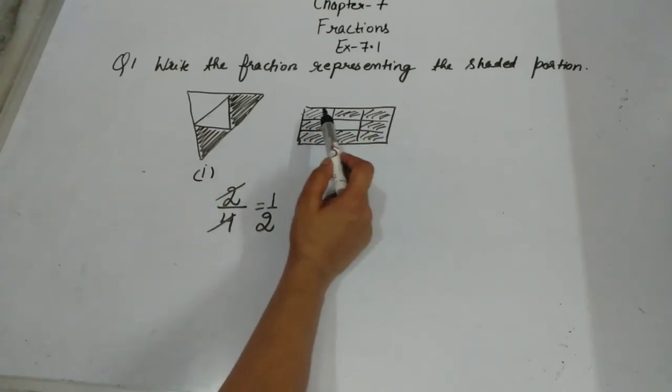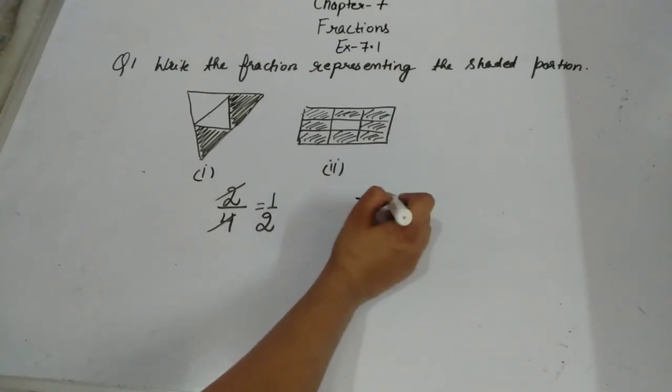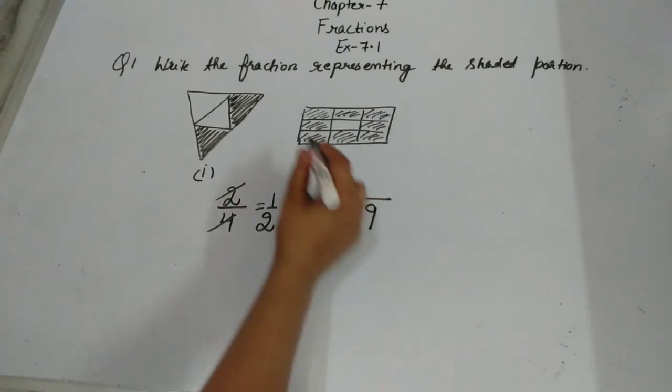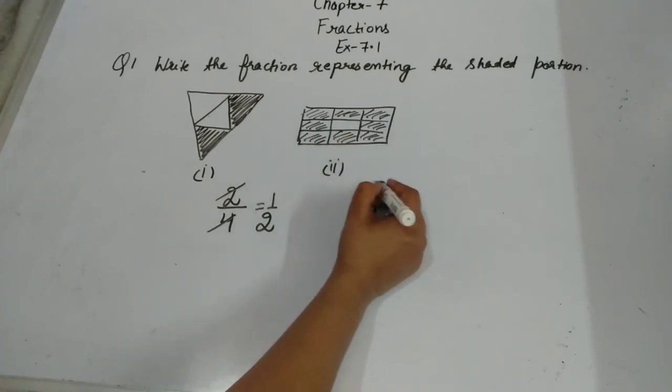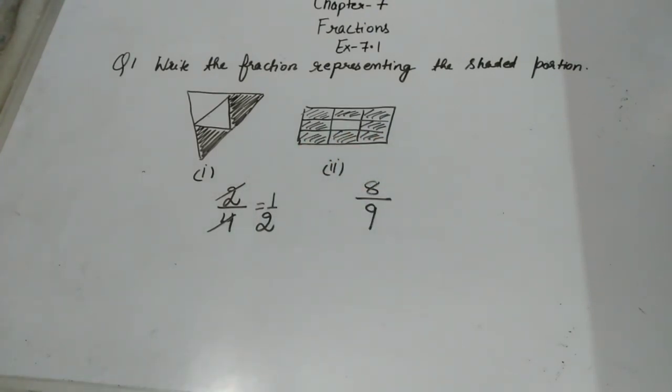In the next part, first of all calculate how many parts are there. 1, 2, 3, 4, 5, 6, 7, 8, 9. So total 9 portions are there, and how many are filled? 1, 2, 3, 4, 5, 6, 7, 8. 8 are filled. So 8 by 9 is the answer.